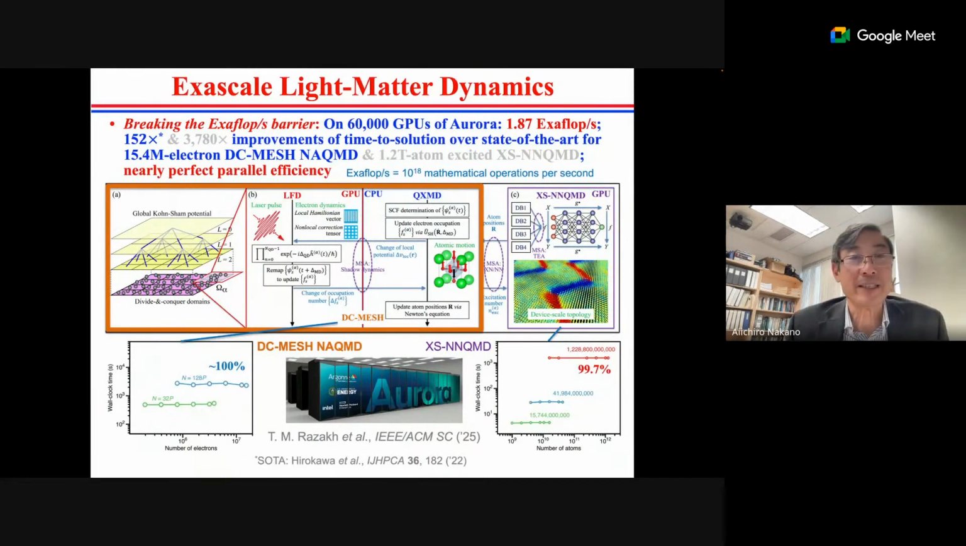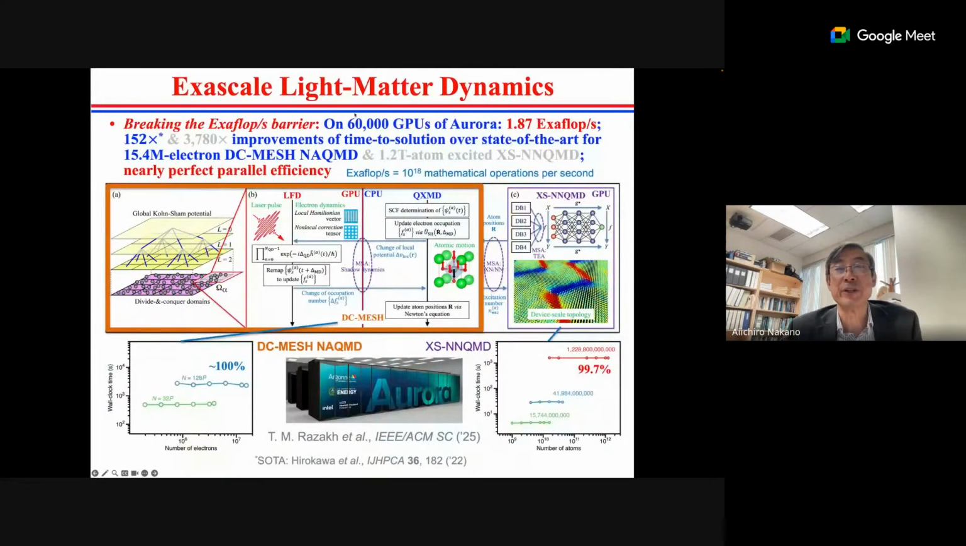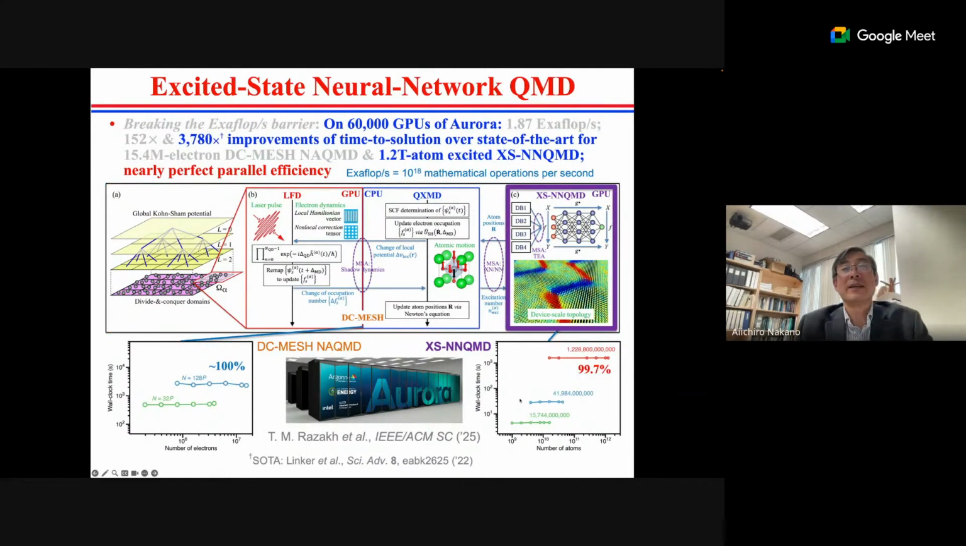So by combining all of this, we broke the exaflop barrier. So using 16,000 GPUs of Aurora, we achieved 1.87 exaflop. And then we also achieved nearly perfect parallel efficiency on this computer. Actually, another pillar of our multiscale light-matter dynamics is the excited state neural network quantum molecular dynamics, for which we also achieve 1.2 trillion atoms of neural network quantum molecular dynamics. We also achieve nearly perfect parallel efficiency due to divide and conquer.